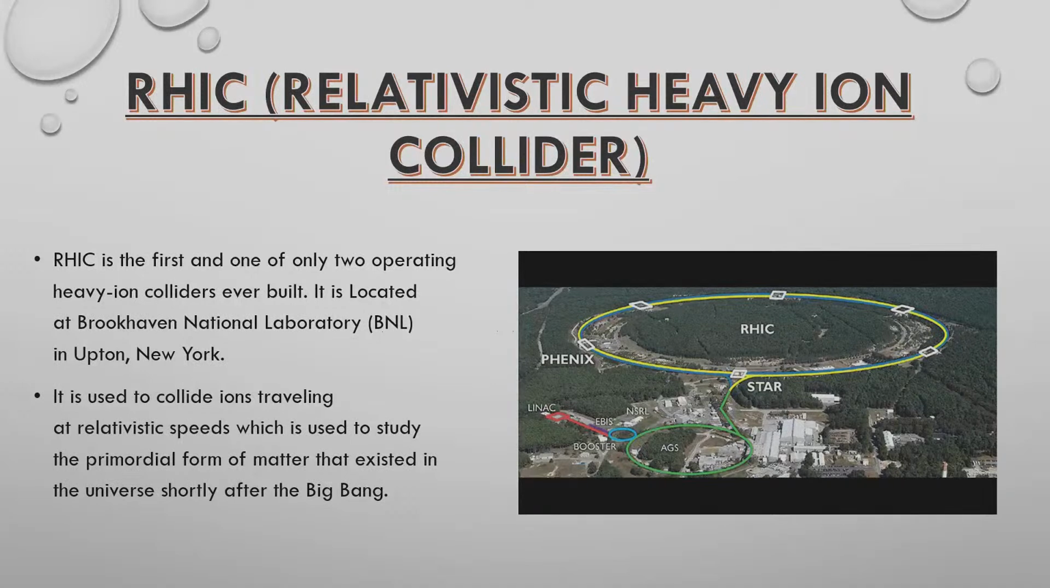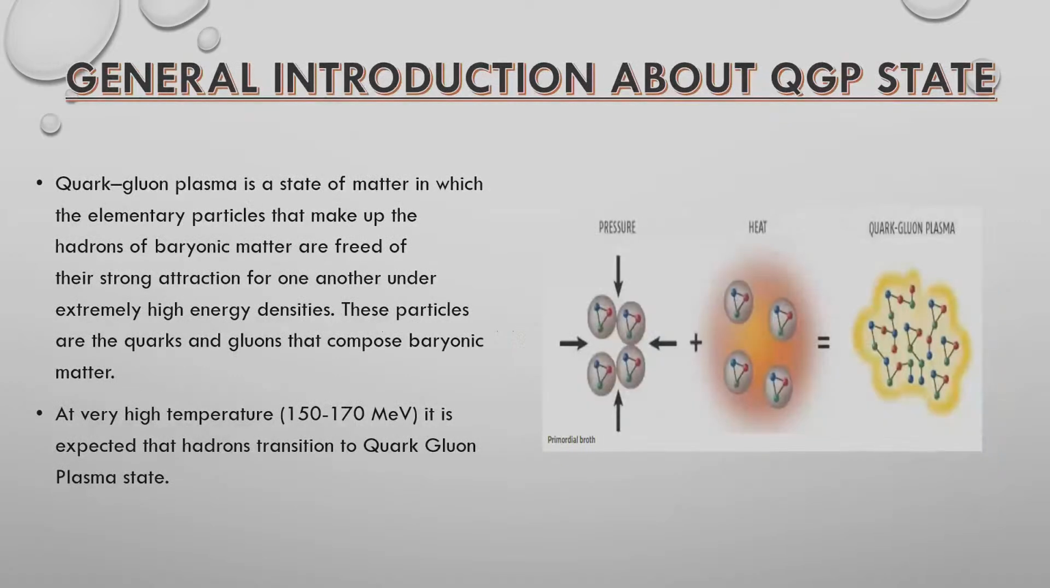So the experimental work of my dissertation could only be done at RHIC, the Relativistic Heavy Ion Collider, at Brookhaven National Laboratory, New York. It is one of its own kind. Apart from this, we have CERN, the LHC, Large Hadron Collider. Most of the work was theoretical and computational. Moving forward, first of all, the general introduction about the QGP state of matter.